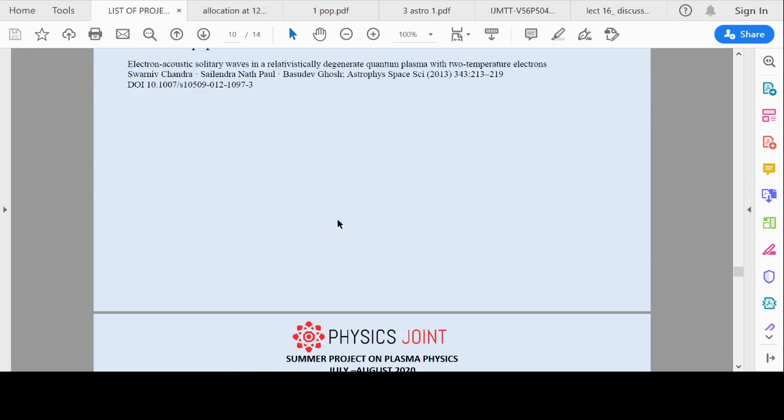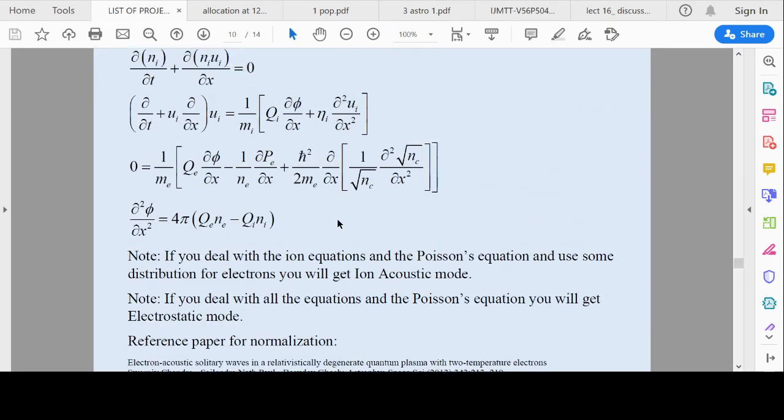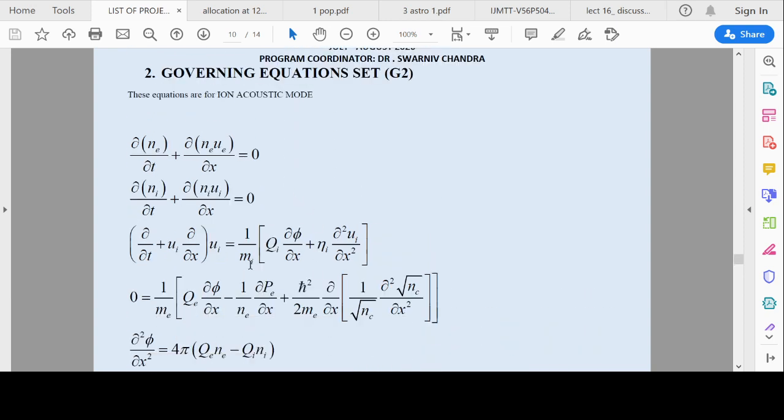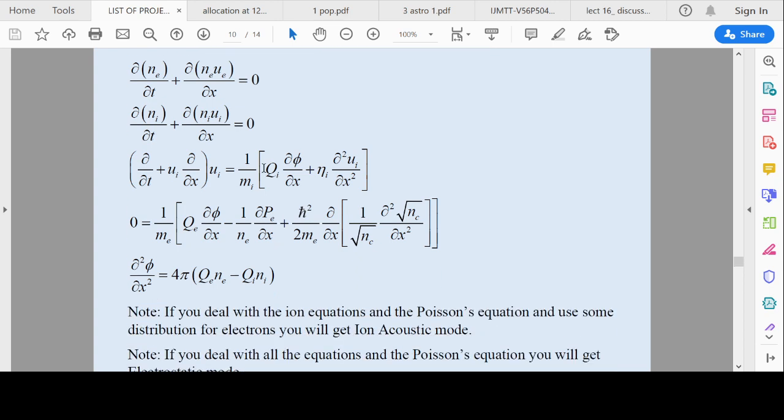Now coming to the different set of equations once again. Someone asks, sir, in this ion acoustic mode, why did you put Qi? Well, in the literature you will find a lot of equations written like this. So these are the Qi. What is the charge of the ion? You may put it Zi, where Z is the valency of the ions. Here Q is the electronic charge, equal to minus e. Whatever you take, make sure to use it throughout.